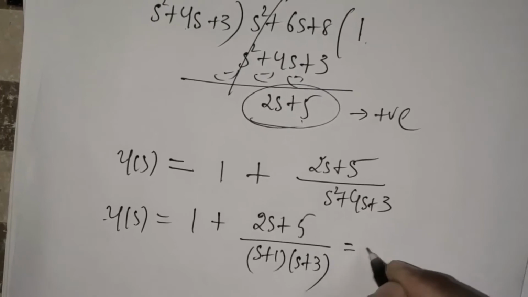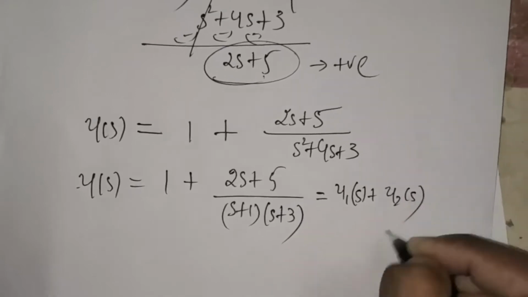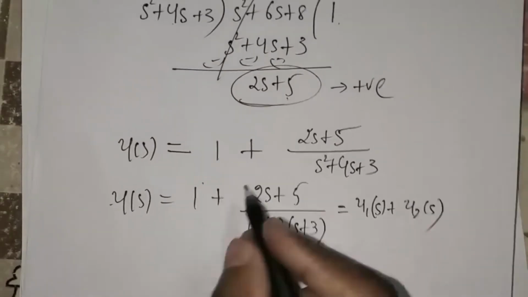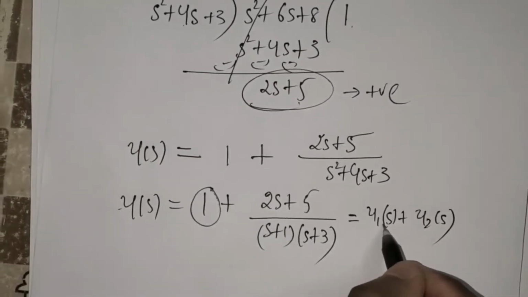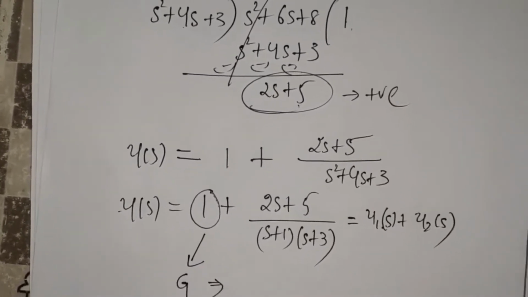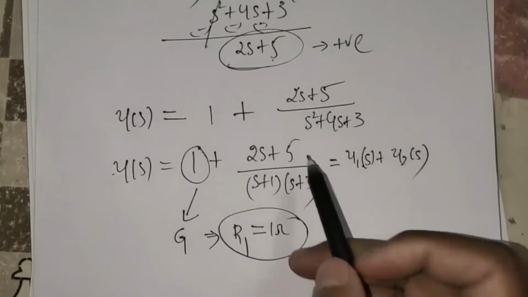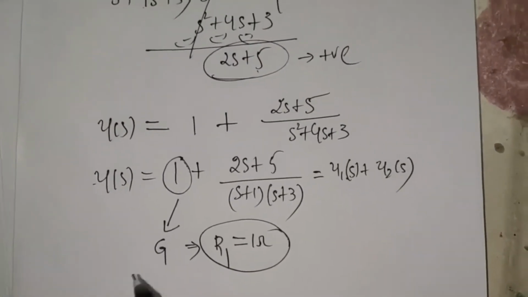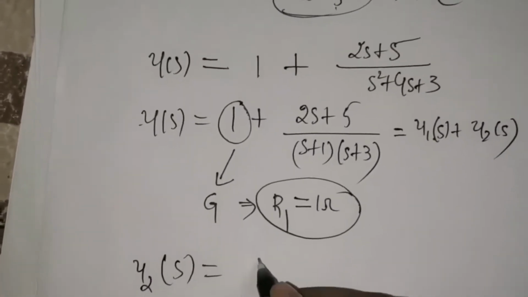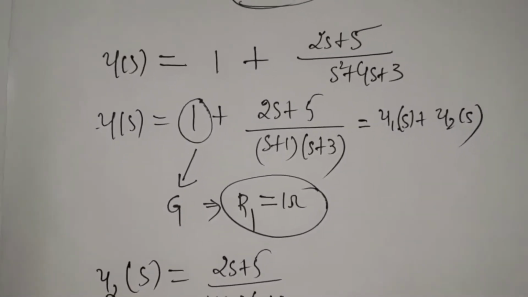So this I can write as y1 of s plus y2 of s. Here we have got a constant value 1. Since in admittance a constant value indicates G, therefore the first element R1 is equal to 1. The second term, let us see, y2 is nothing but 2s plus 5 by s plus 1 into s plus 3.